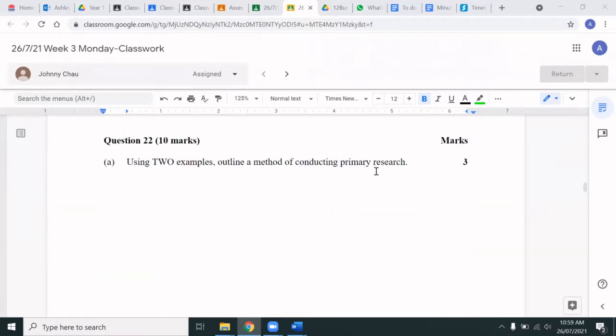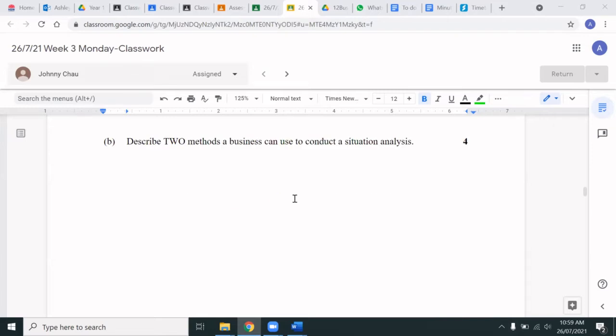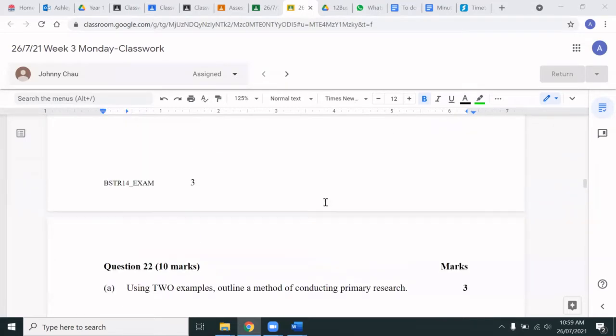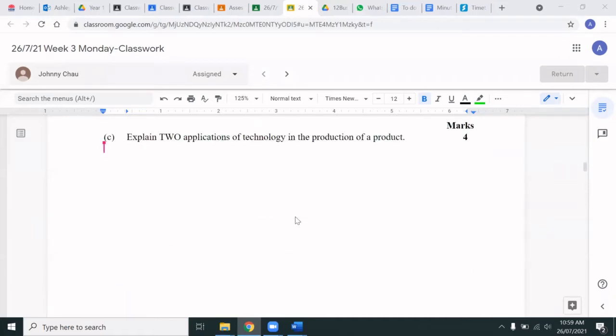Next one, which business function is this? I'm not quite sure. Not quite sure. Advertising art. Now, I know this whole set of questions, they're all going to be marketing. It's the same in the trial. It's the same in the HSC.